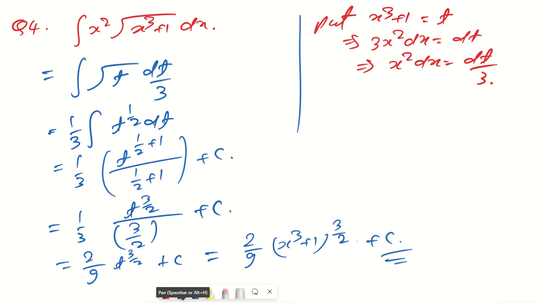Now let us take another question. Question number 5. We have integration of 2x cos of x square plus 1 dx. So what can you see here? The difficulty that we are seeing here is x cannot be multiplied inside very easily. So you can solve this by using integration by parts also, but integration by substitution will be little easy.